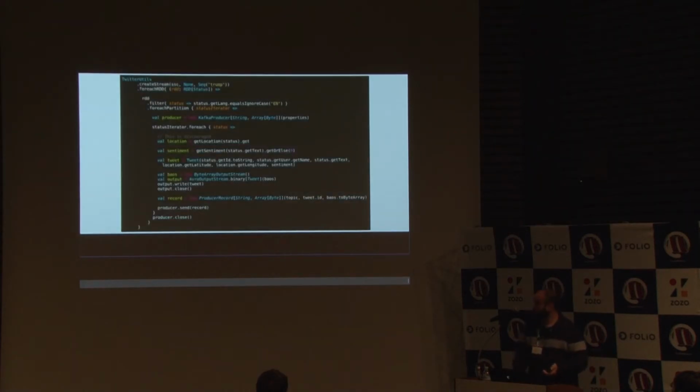So going back to the code, we could say that we don't care about the top part. We don't care about how the stream is created. We don't care about RDDs. We don't care about the Kafka producer. We just care about getting the location, extracting that sentiment, and returning a tweet back, right? The rest is technical details about how we are going to do that.